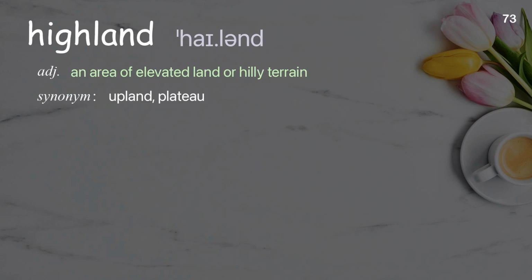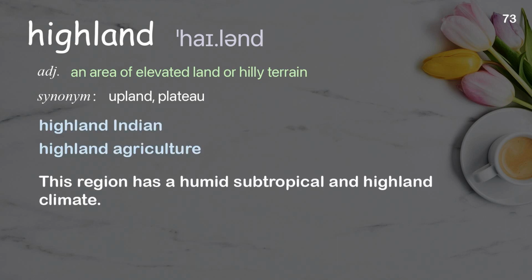Highland: an area of elevated land or hilly terrain. Examples: Highland Indian. Highland agriculture. This region has a humid subtropical and highland climate.